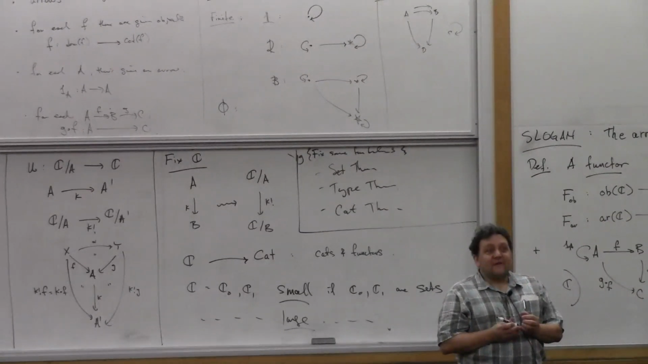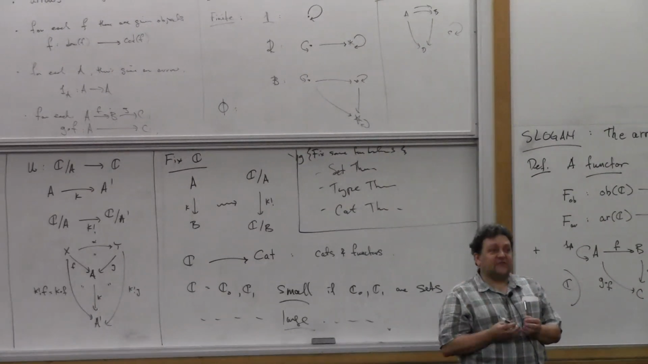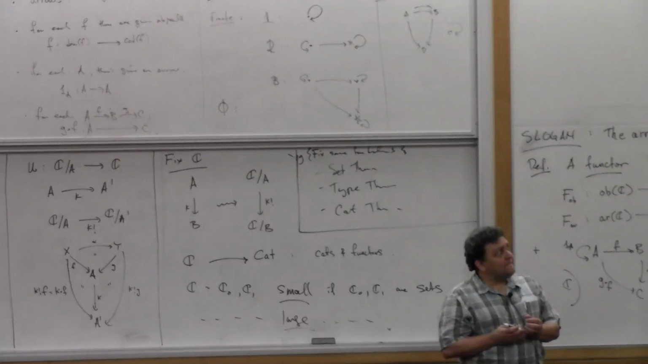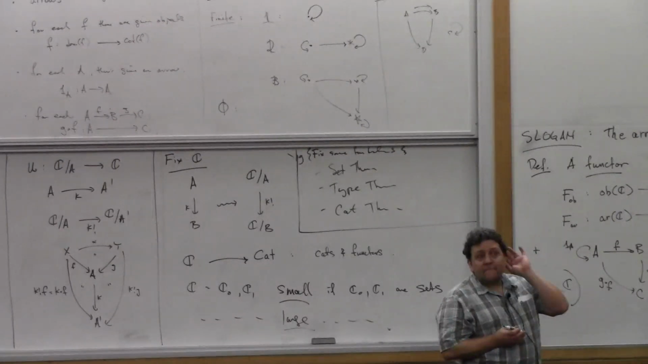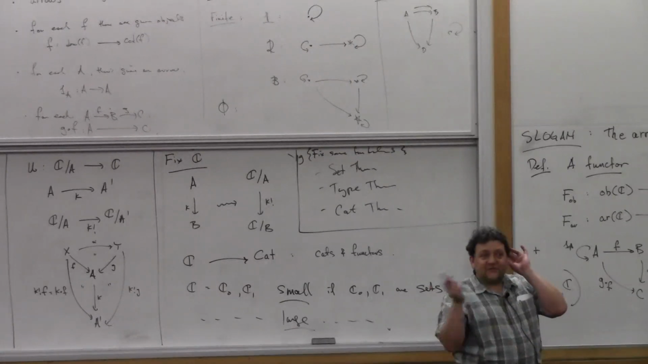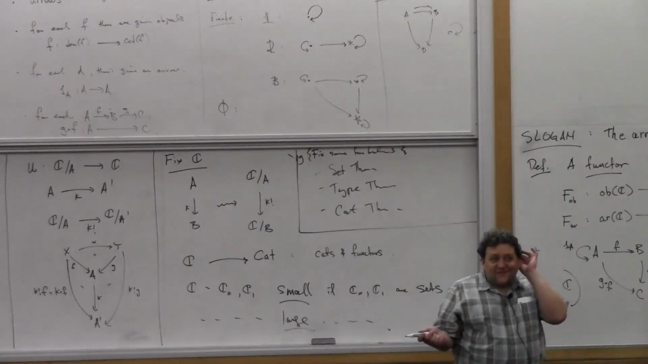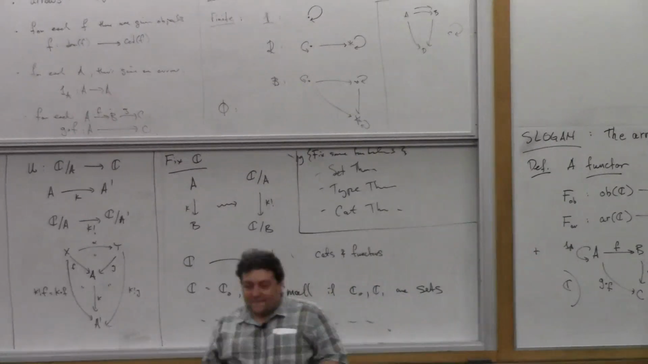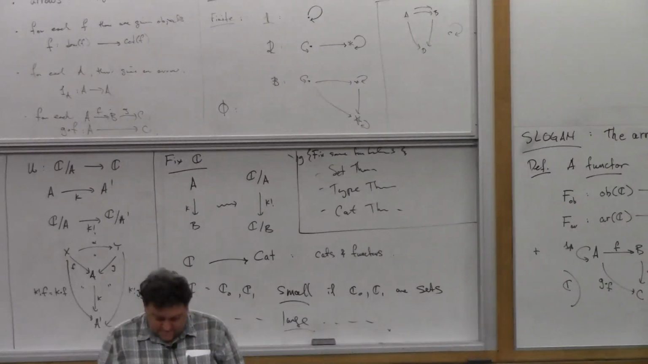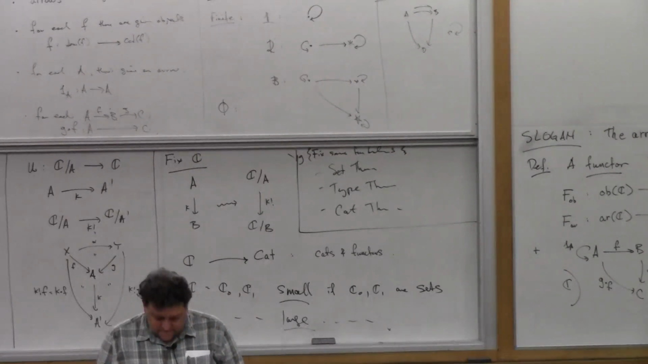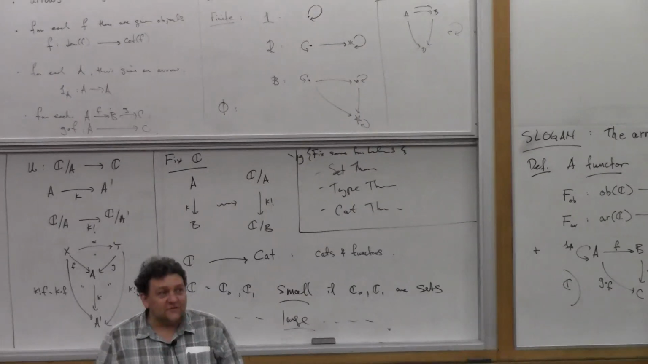C over A, or C sliced over A. So in C sliced over A, objects are arrows into A? From arbitrary objects, from any other object in C? But not from any category? No, that wouldn't make any sense. And arrows in C sliced over A are commutative triangles in C.